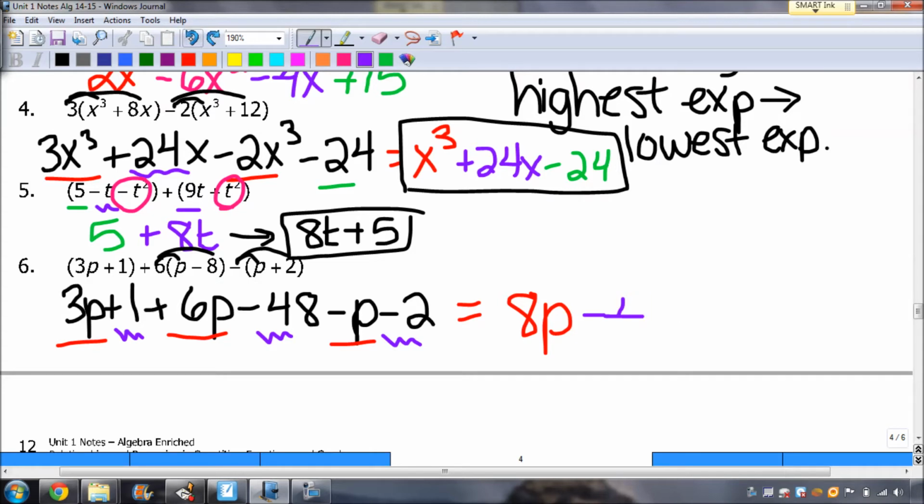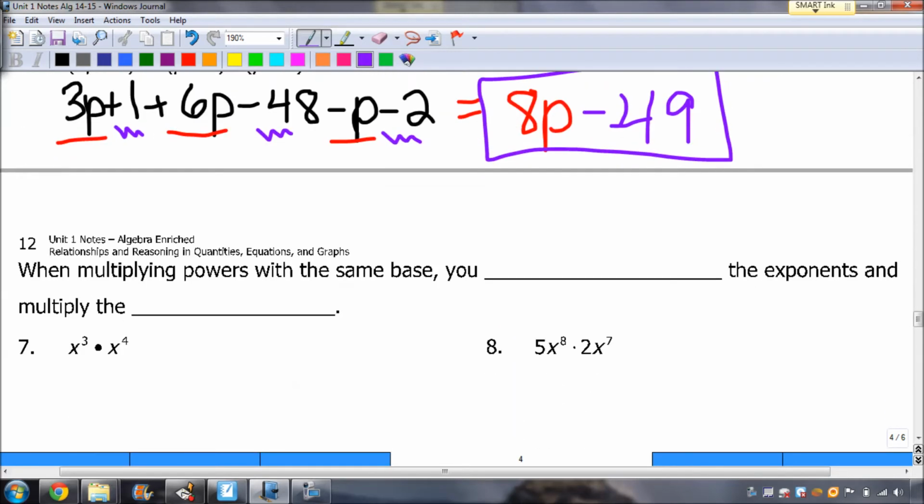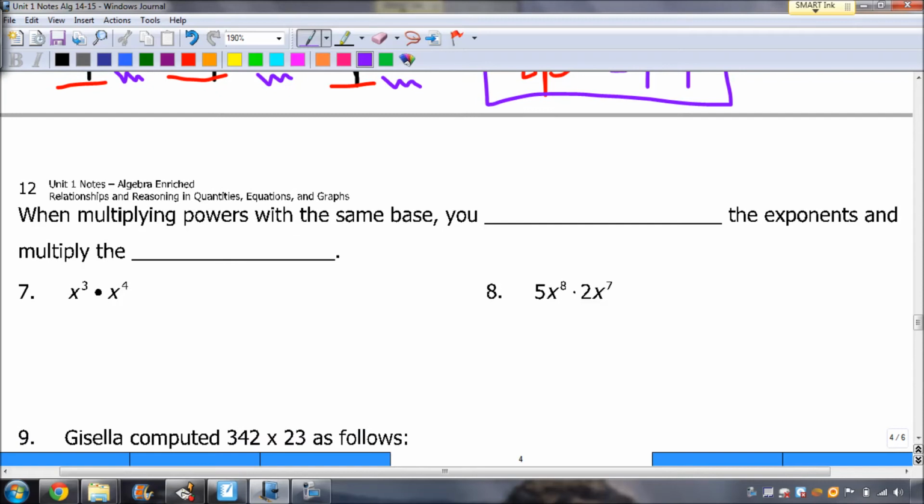Let me rewrite this a little bit better so you can see it in case you're confused by my answer. So this is negative 49. Hopefully that makes sense to you. Now we're going to talk about what happens when we multiply.